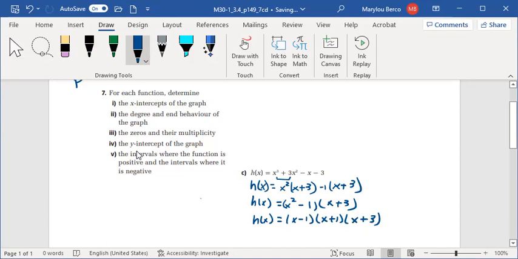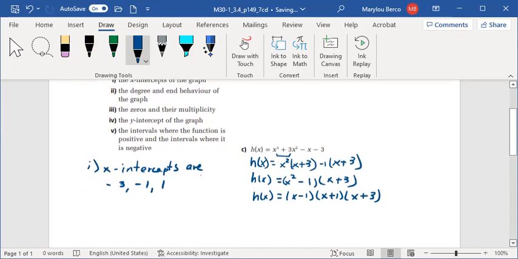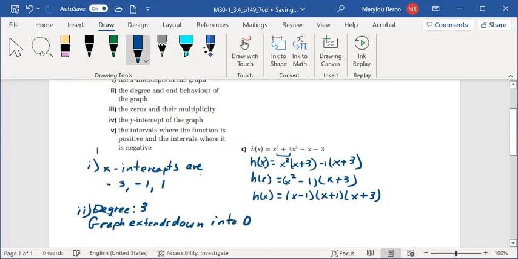So the x-intercepts of the graph for 1 are -3, -1, and 1. Part 2, the degree and end behavior of the graph. Well, the function is of degree 3, and the leading coefficient is positive. So the graph of the function extends down into quadrant 3 and up into quadrant 1.